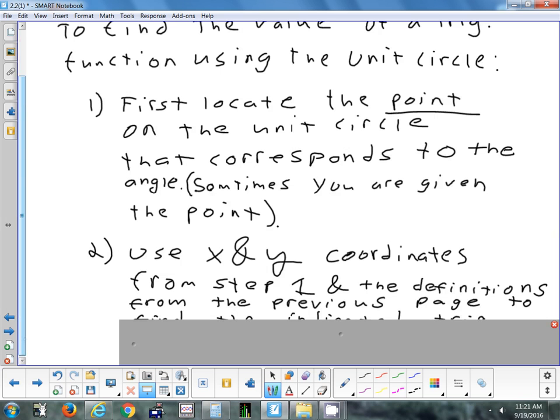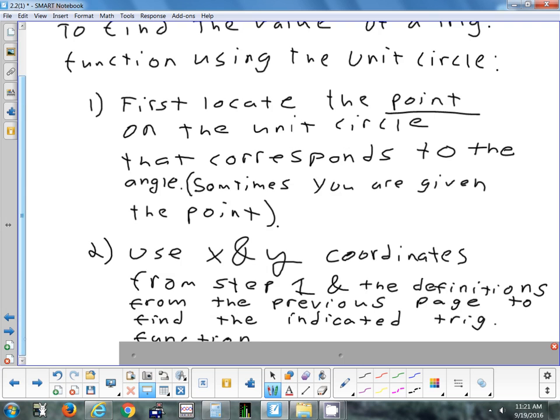Step two is using the definitions that I just gave you on the other page. Find your coordinate, and then plug it in to the 6 definitions. If they wanted just the sine, I would use my y value. If they wanted just the cosine, I'd be using just my x value. If they wanted the tangent, I would write down y divided by x, circle it. That's my answer.